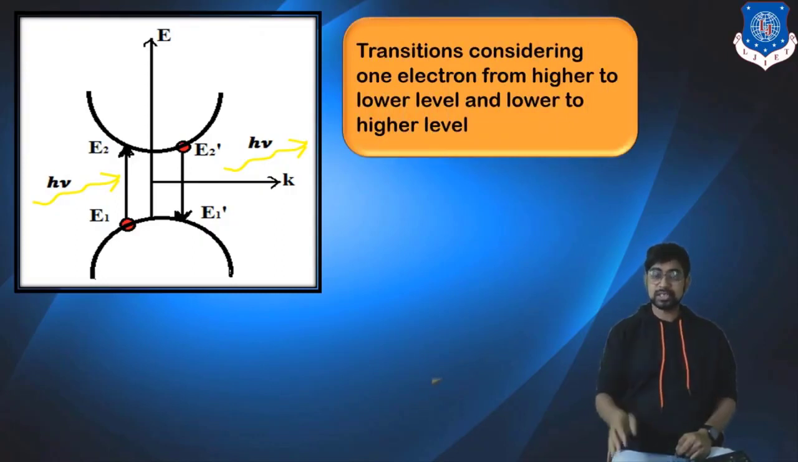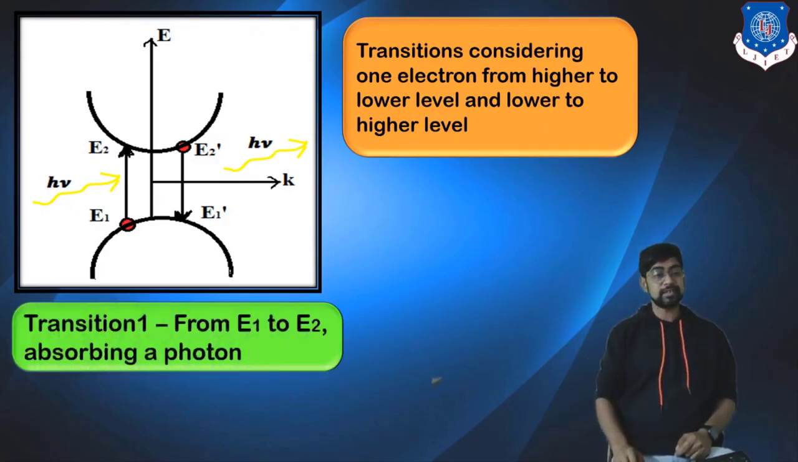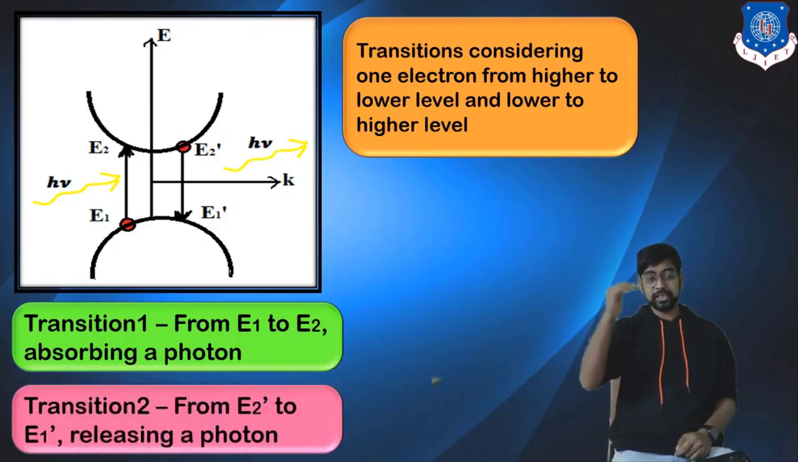So we are considering one electron going from higher to lower, and a second transition going from lower to higher level. The first transition is from E1 to E2, which is nothing but the absorption of a photon, and the second transition is from E2 to E1, which is the release of a photon.